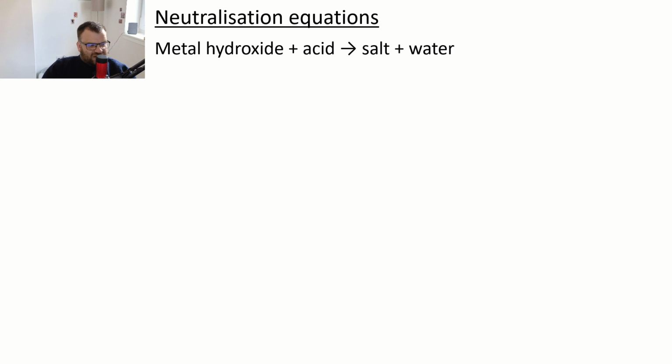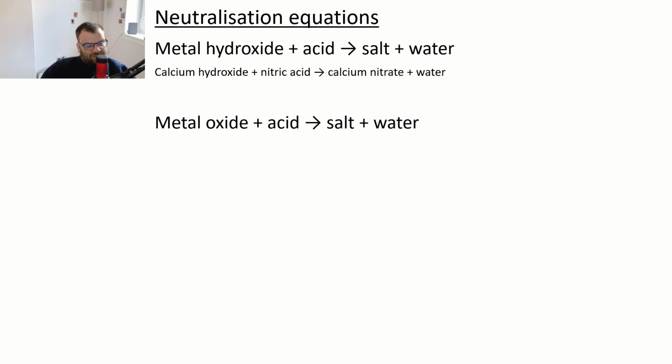You could be asked to write word equations for these reactions. So here we've got metal hydroxide plus acid makes salt and water. You add calcium hydroxide and nitric acid, that will make calcium nitrate and water. An example of a metal oxide and acid making salt and water would be copper oxide and sulfuric acid making copper sulfate and water.